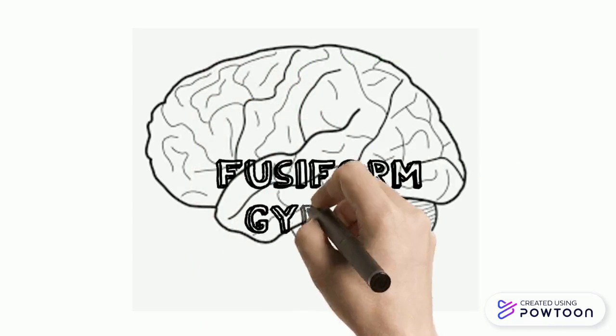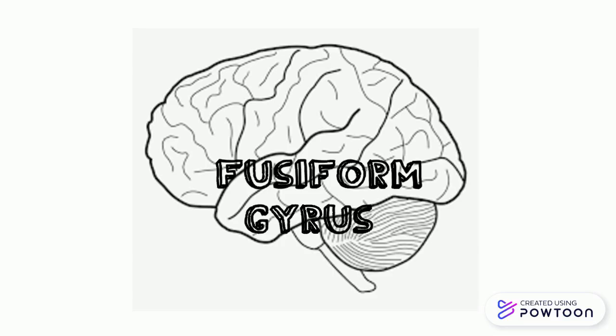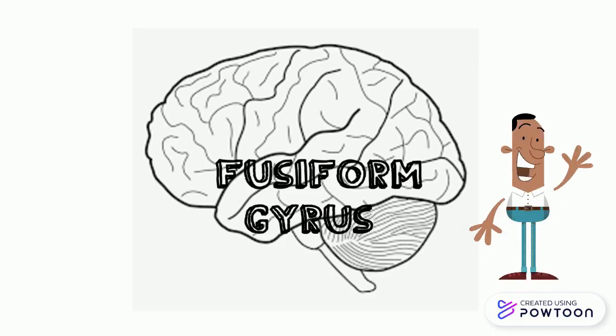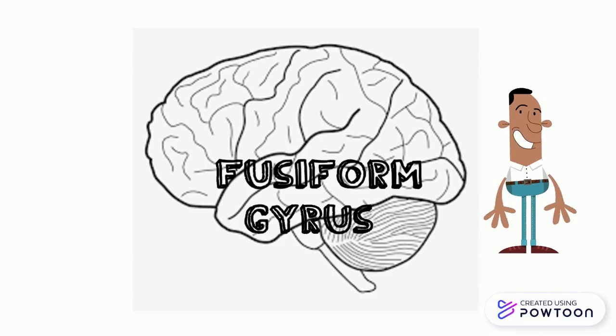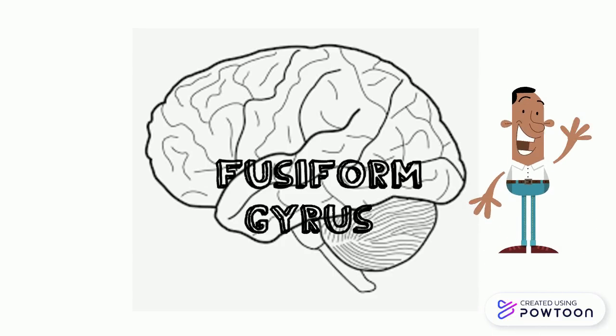Children with ASD also present with mutations of the fusiform gyrus, located in the temporal lobe and responsible for the process of facial recognition. Hence, mutations to this structure contribute to facial recognition problems.